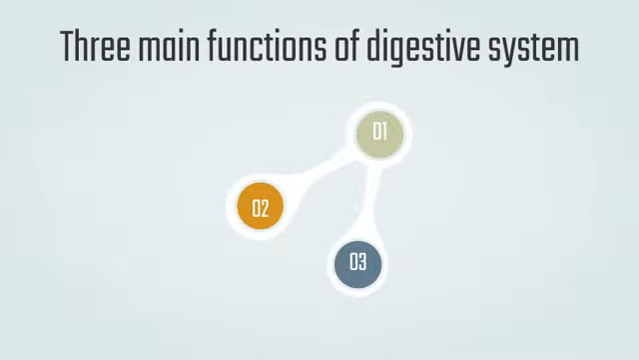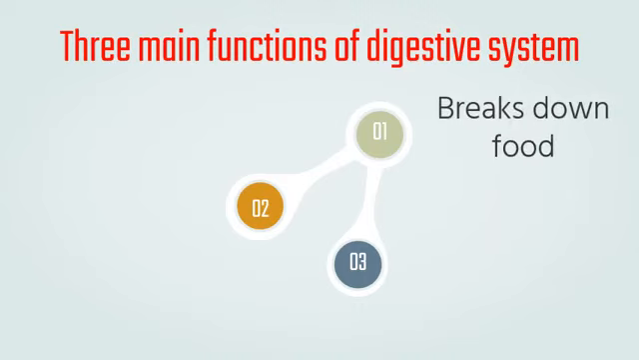So let's know what is the function of the digestive system. We have here three main functions of the digestive system. Again, let's read. The first one is breaks down food. So the food material is broken down into simpler substances.